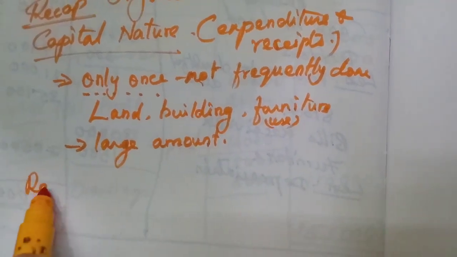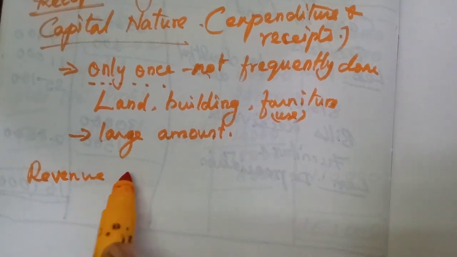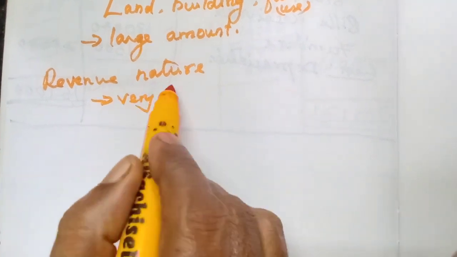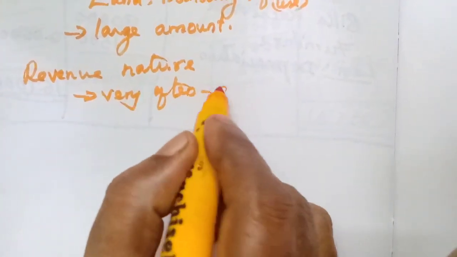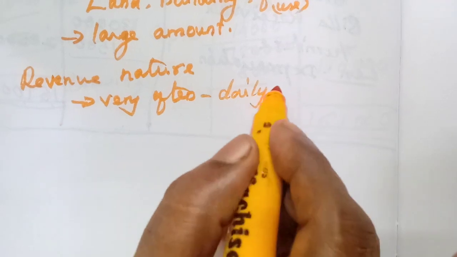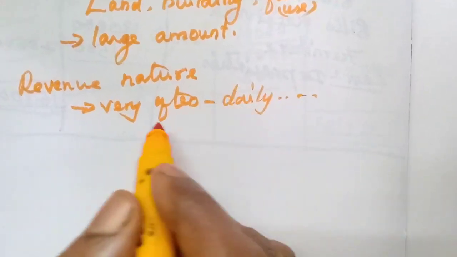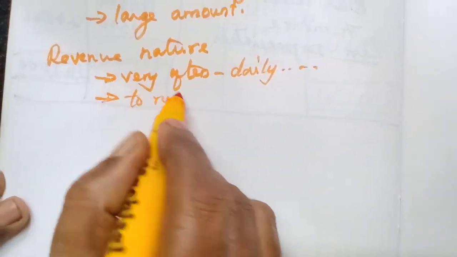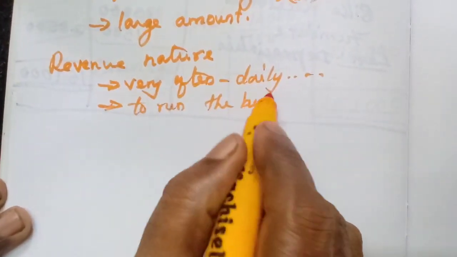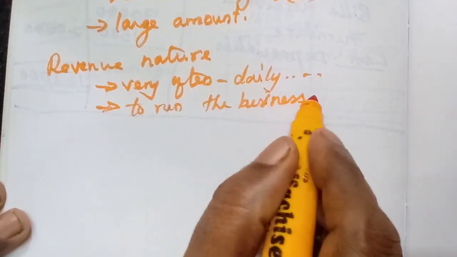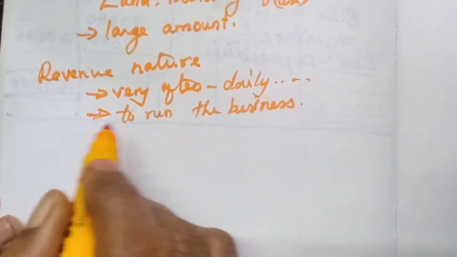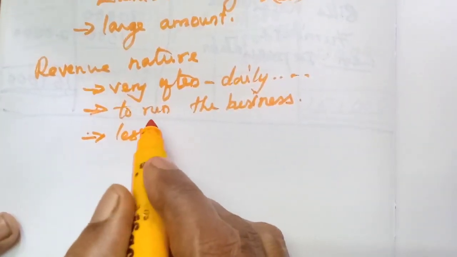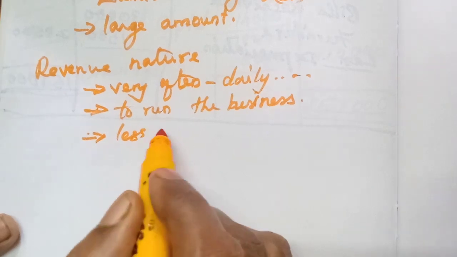Then what is revenue nature? The opposite of capital. It will occur very often, maybe daily or weekly, monthly. Understand? Then it is the money spent to run the business or business operations. Money spent on business operations. And it will be of a comparatively smaller amount than the capital nature.